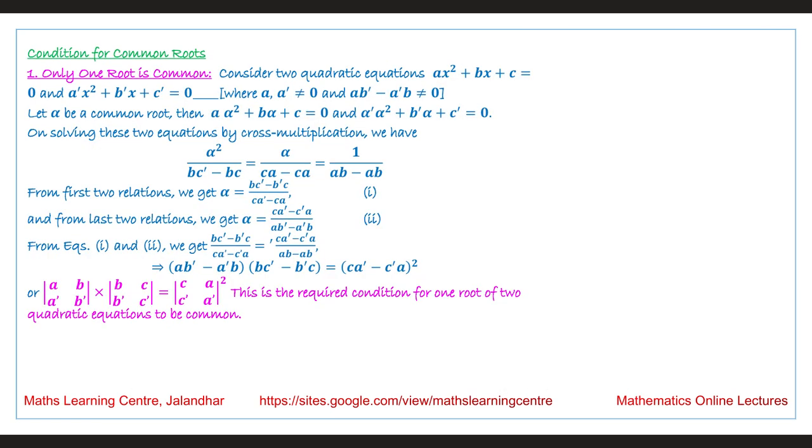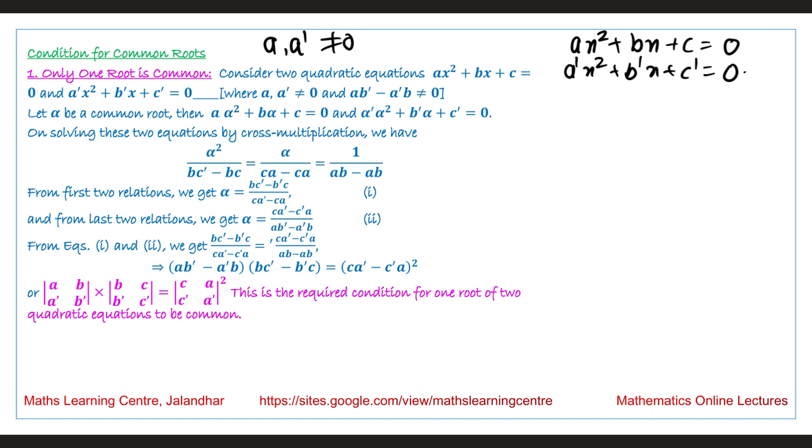Next we have to calculate the condition for common roots. So suppose we have two equations, one is ax square plus bx plus c is equal to 0, and second is a dash x square plus b dash x plus c dash is equal to 0. These are quadratic equations, so a and a dash are not equal to 0. And further we have the condition that a b dash minus a dash b is not equal to 0. It means that a by a dash is not equal to b by b dash.